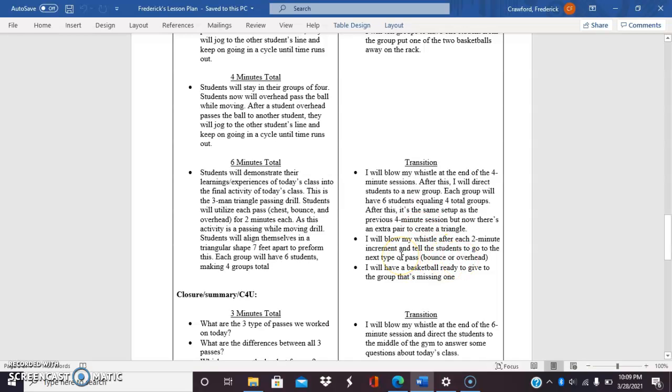I will have a basketball ready to give to the group that's missing one. So I'll be sitting by the rack and giving the students the ball right away, because I've told them to put the ball away for the 4 minute segment, but for the 6 minute segment, they're getting another ball.